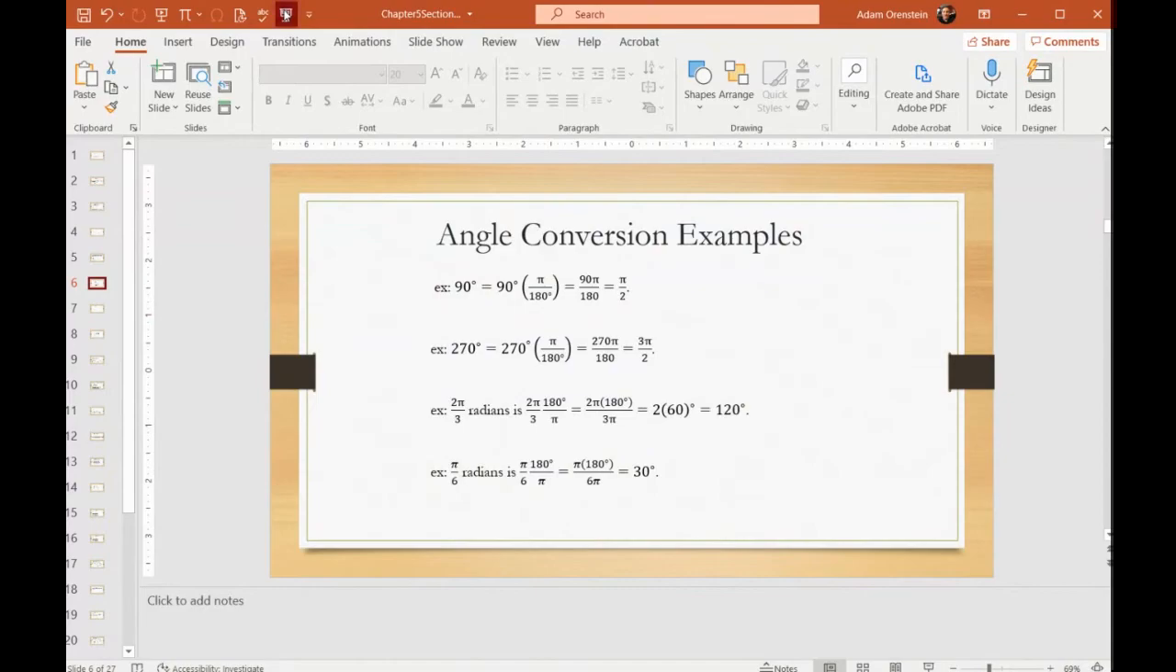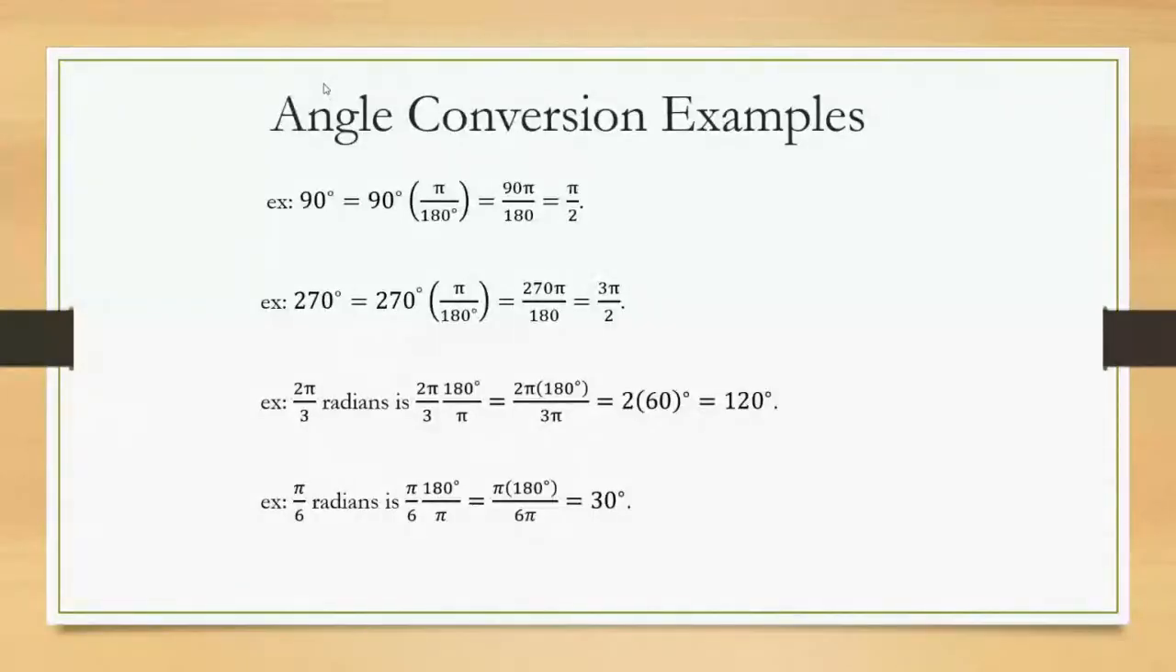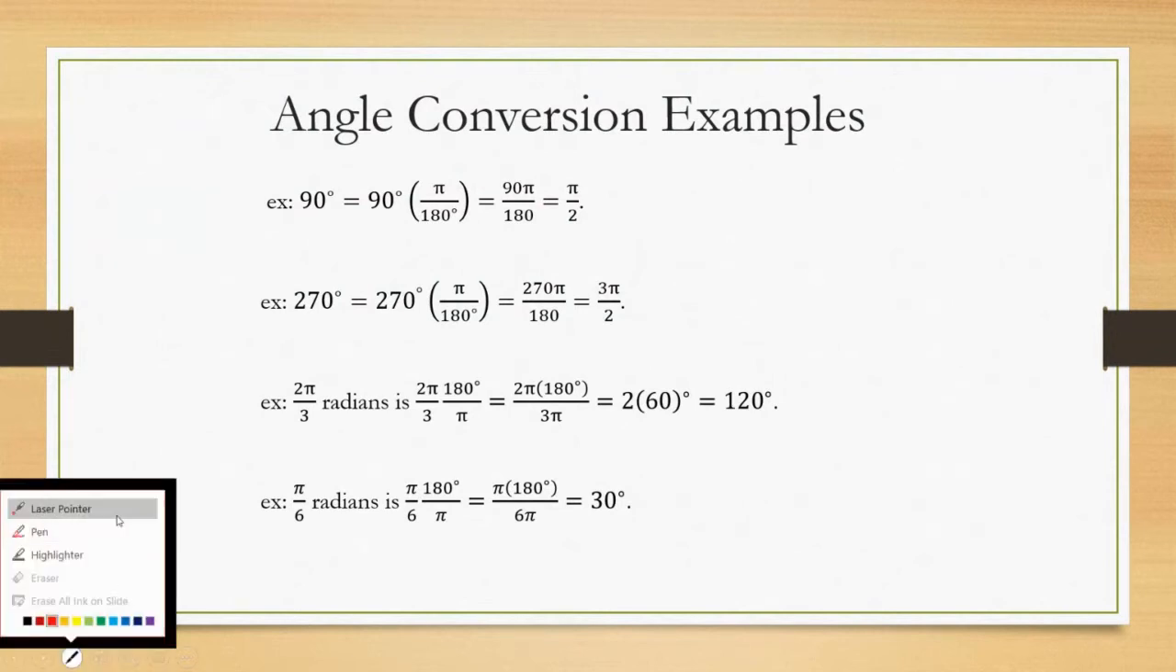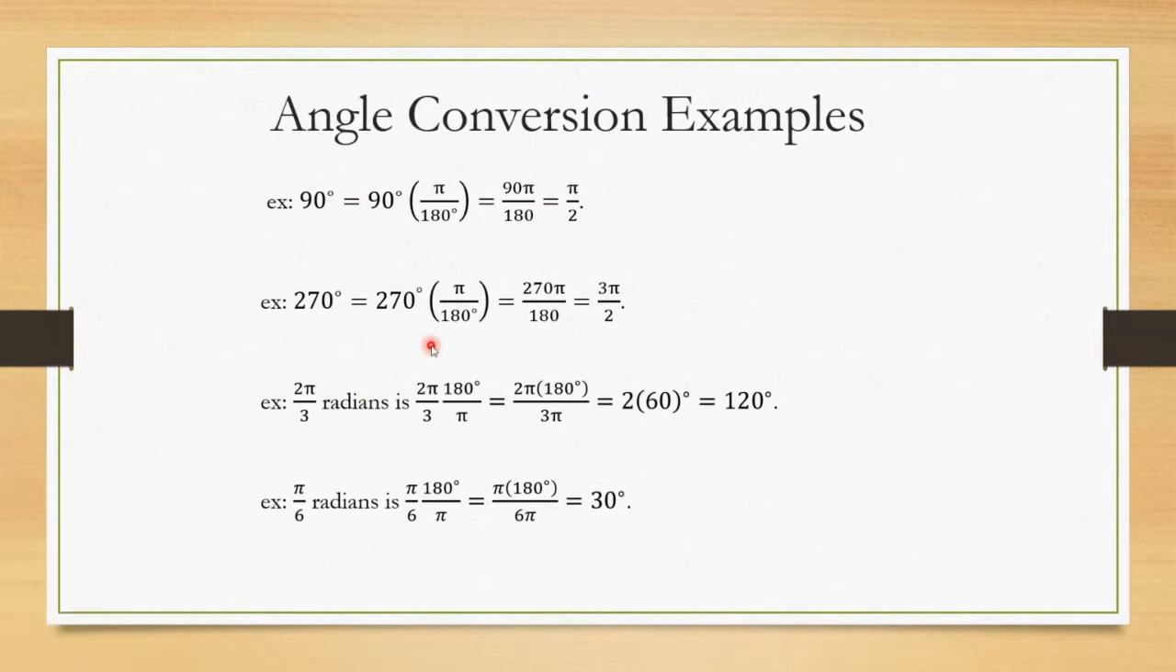So for the next one, 270 degrees, okay? For that one, we want to get that in radians, same idea. You convert by multiplying by pi over 180 degrees. Again, degrees cancel. You get 270 times pi over 180, and you can actually reduce that to 3 pi over 2. You can do that.